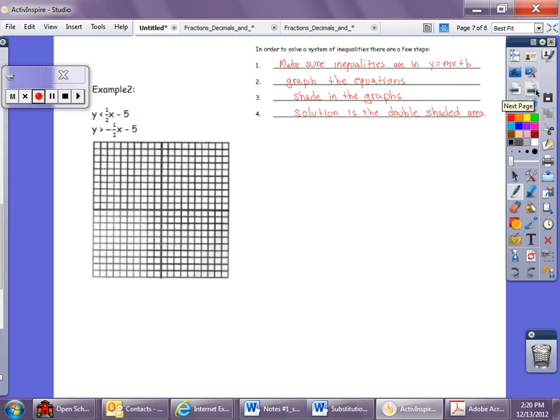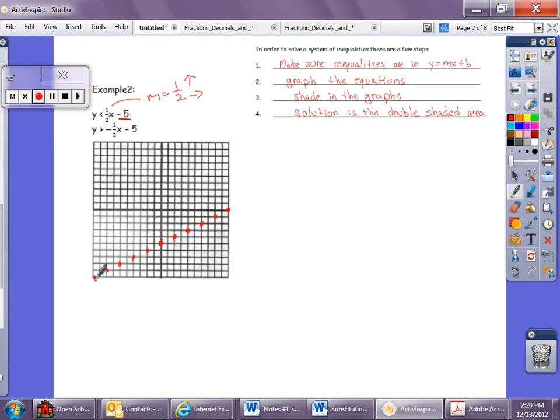So if we look at the second example, we're going to continue. We're going to check the graphs. They're both in slope-intercept form, so we can graph them. The first one, we start at negative 5, and the slope is 1/2, so we go up 1 and right 2. And we can go down 1 and left 2. So we are going to put our points on.